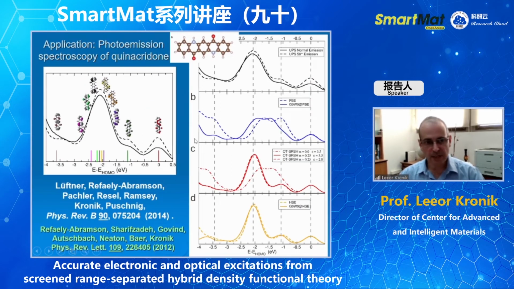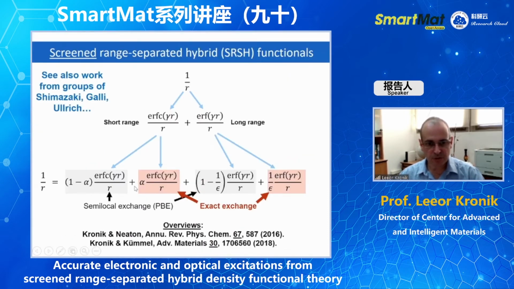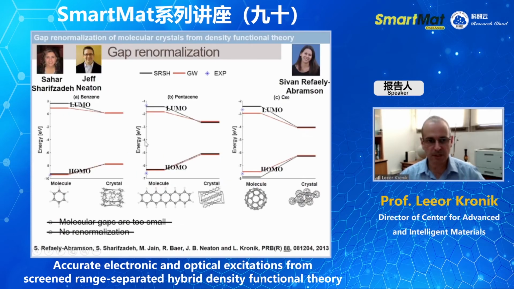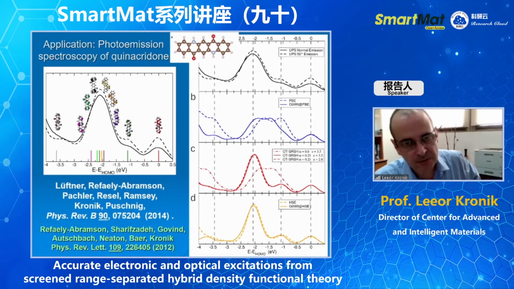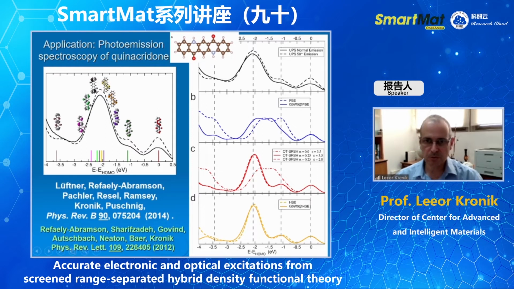And if we do that, if we take a fraction of Fock exchange also in the short range, we can actually get more than the gap. We can get the entire photoemission spectrum of a crystal. This example has to do with quinacridone, which is an air-stable derivative of pentacene, which you can see the molecule right here. These are experimental photoemission data measured in the group of Mike Ramsey in Austria.